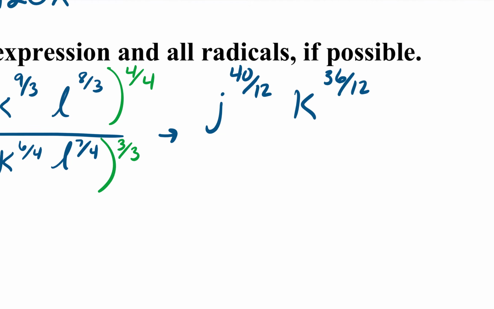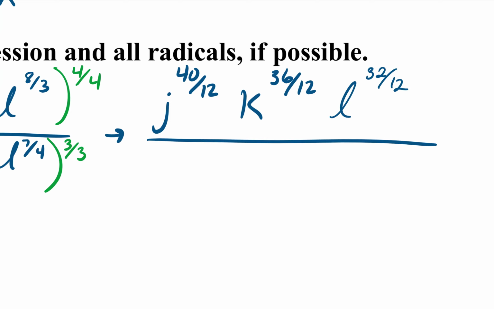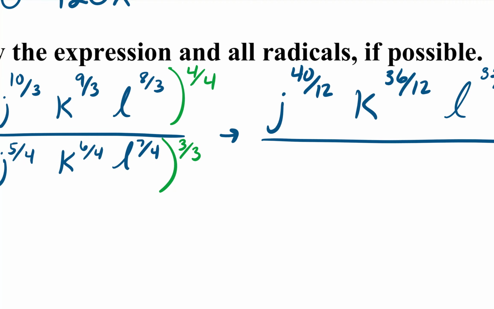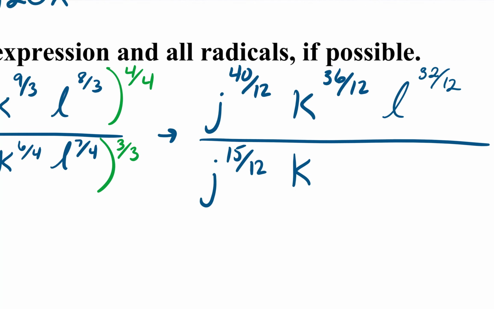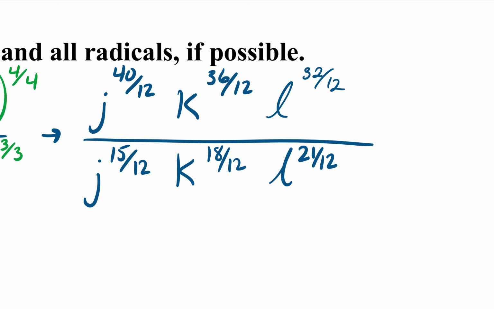Again, on the test, they're not this big as far as like 40, 36. Okay, 8 times 4 is 32/12. Alright, bottom. Now I multiply by 3. So 5 times 3 is 15/12. K, 6 times 3 is 18/12. And then 7 times 3 is 21/12. Alright, so now they're all the same denominator.